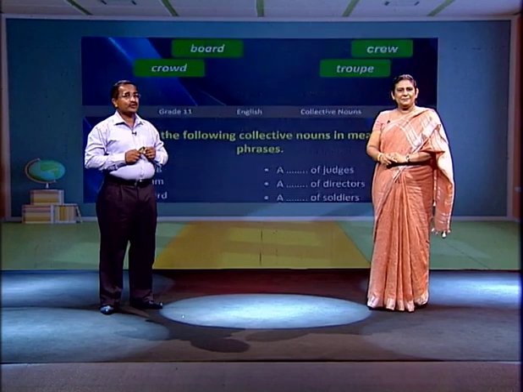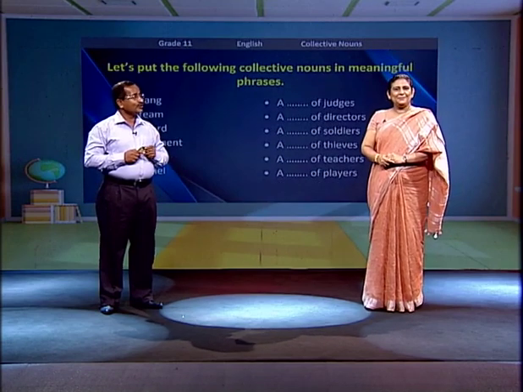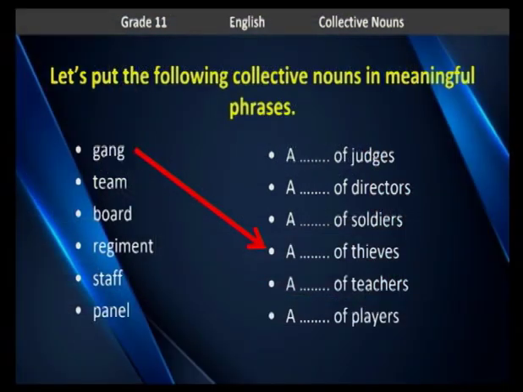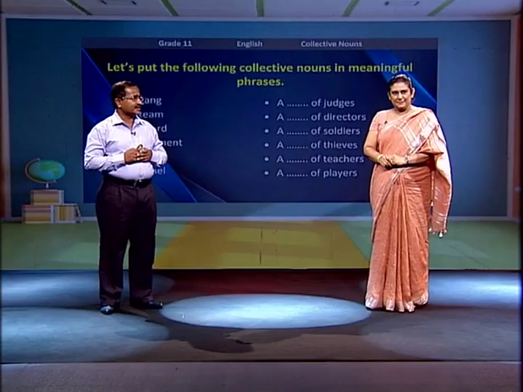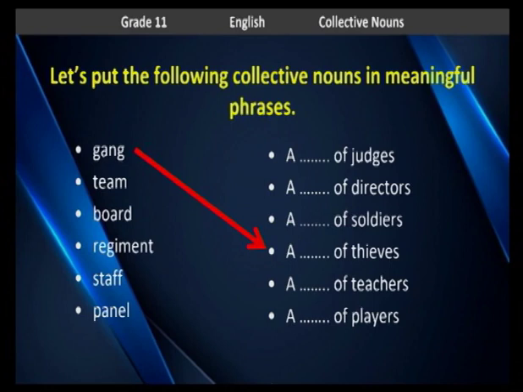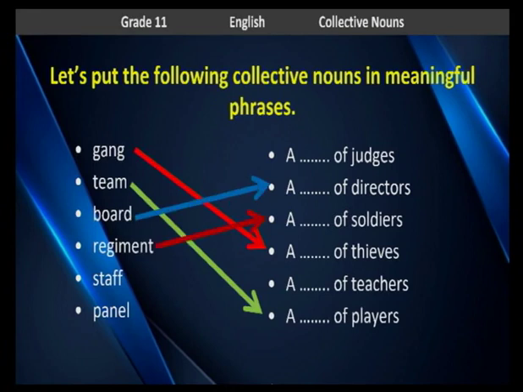There I am going to give you a simple activity. You have to do this activity. I hope children are also ready to do an exercise now. You have to use these collective nouns in meaningful phrases. Let's see whether you can do it. Right. The first one. A gang of thieves. Second. A team of players. Third. A board of directors. What about regiment? A regiment of soldiers. Staff. A staff of teachers. What about panel? A panel of judges.